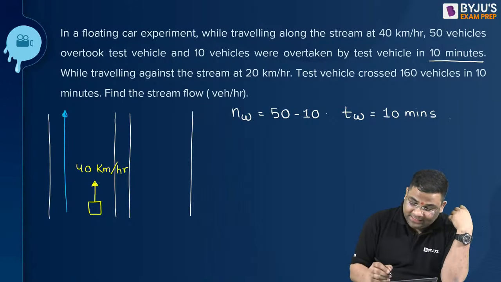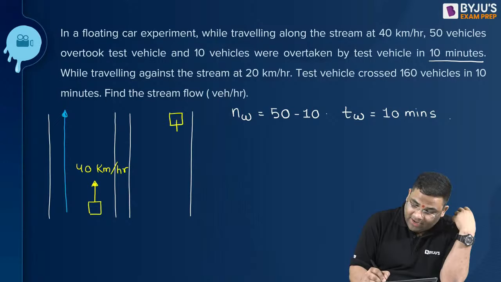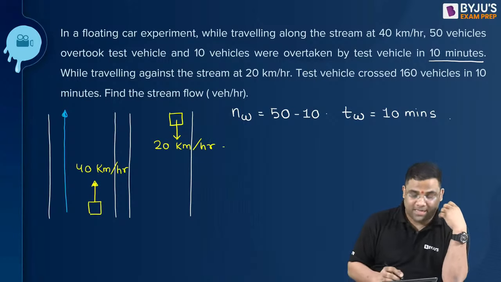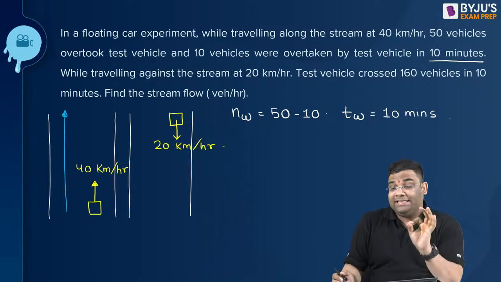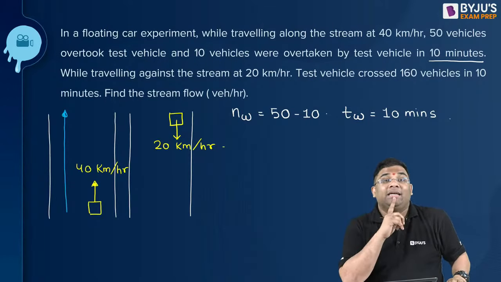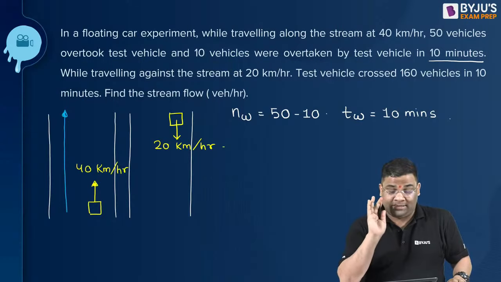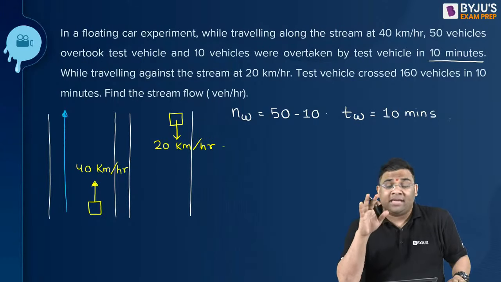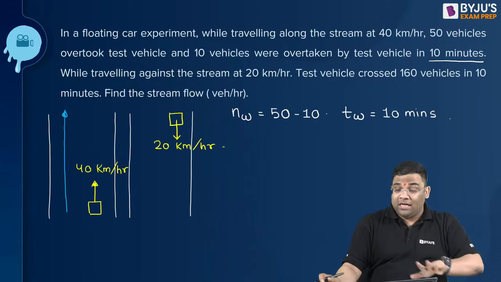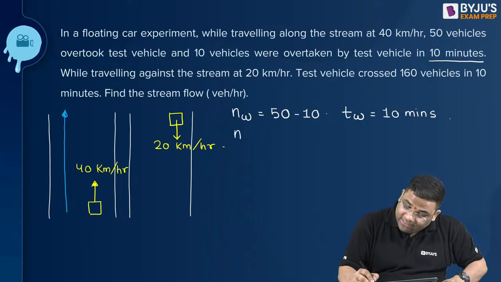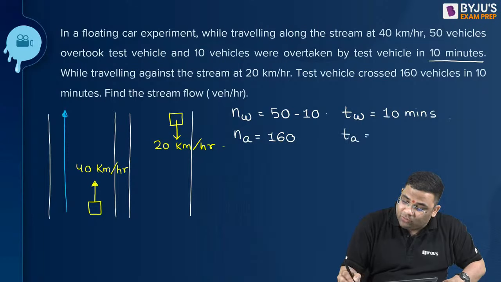Then, while traveling against the stream, it is traveling at 20 km per hour. Here the test vehicle crossed 160 vehicles in 10 minutes. It's traveling against the traffic, and I told you to count the vehicles crossing in the opposite direction. That is given as 160. So this is your NA, 160. This also happened in 10 minutes, so TA is also 10 minutes.